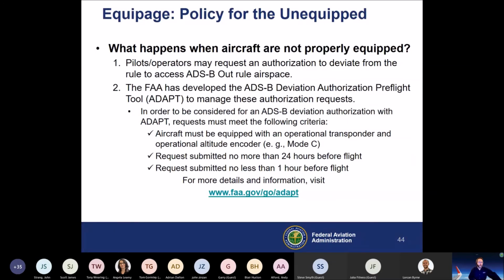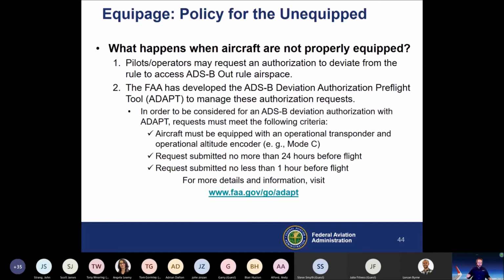Talk about policy for the unequipped. So what happens if an aircraft wants to access ADS-B airspace, but they're not equipped for whatever reason? Well, we do allow it. We do allow it if it's not routine, and for certain reasons.